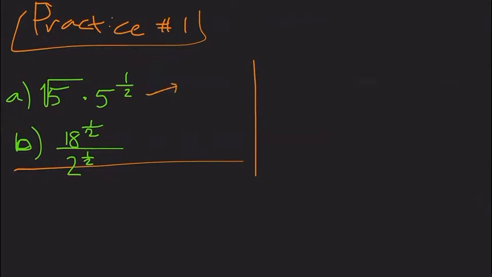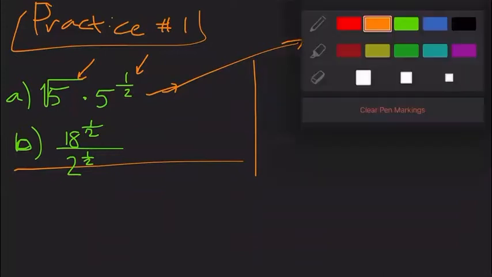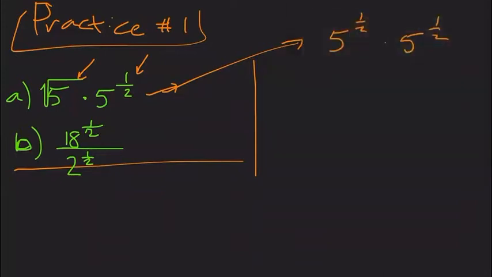So let's first start with this one. Something that we want to stand out is that here we have a 1/2 power. Here we have square root, which are the same thing, which means we can rewrite it as 5 to the 1/2. So 5 to the 1/2 times 5 to the 1/2. In this case, two things stick out. One is that we have the same exponents. The other is that we have the same base.